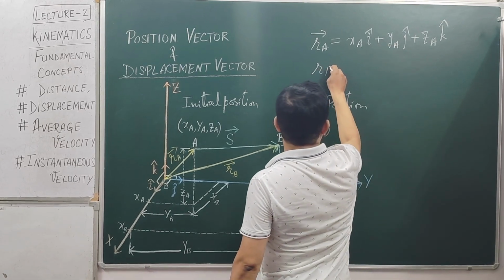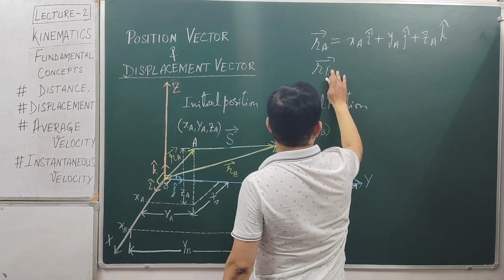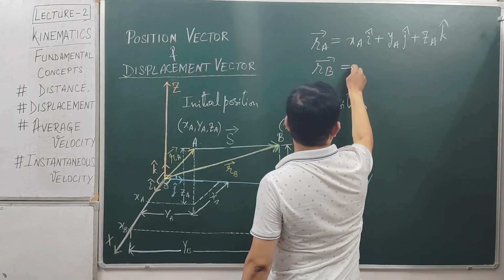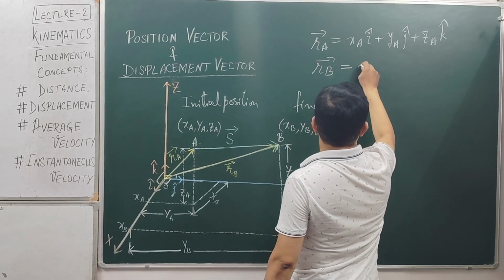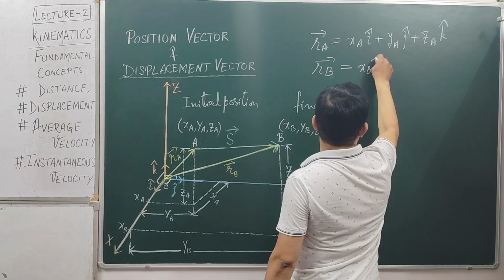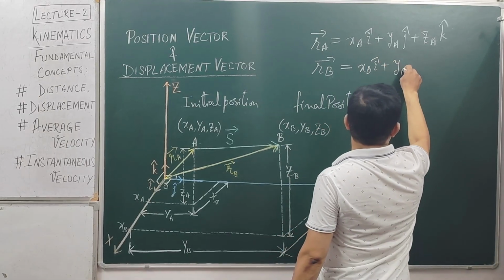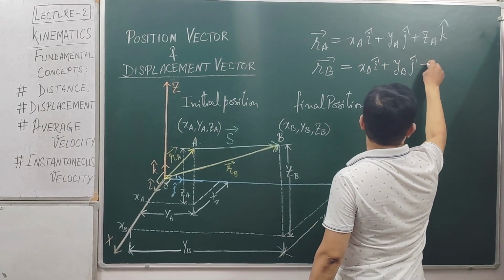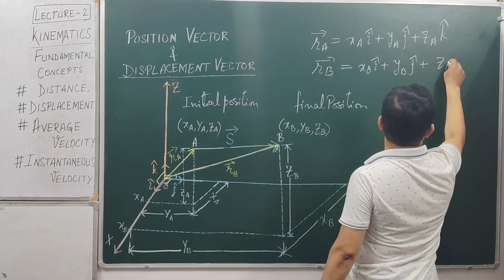Similarly, the RB vector could be written in vector notation as XB i cap plus YB j cap plus ZB k cap.